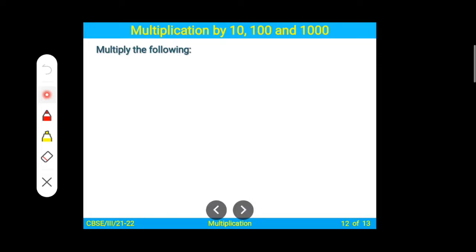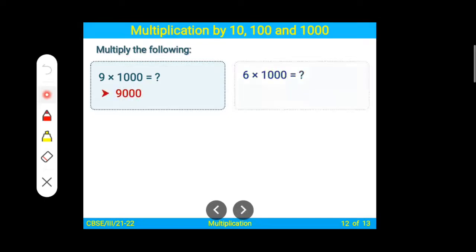Now last, 9 multiplied by 1000. So 9000. Second example, 6 multiplied by 1000. It's 6000. So what you first observe is that after a number there are three zeros.